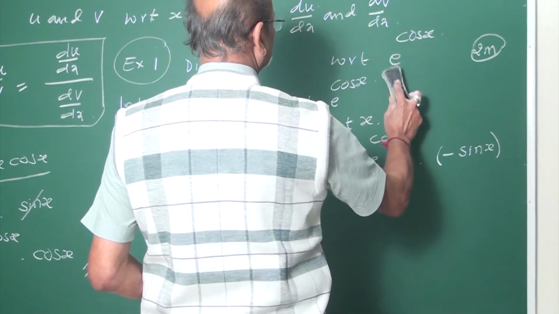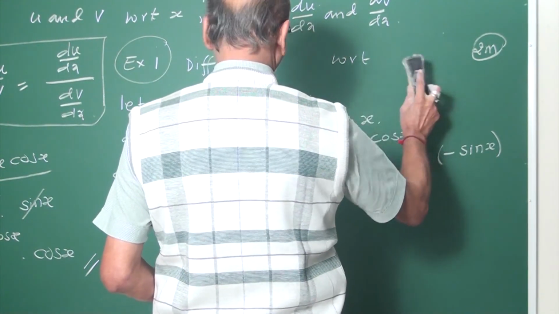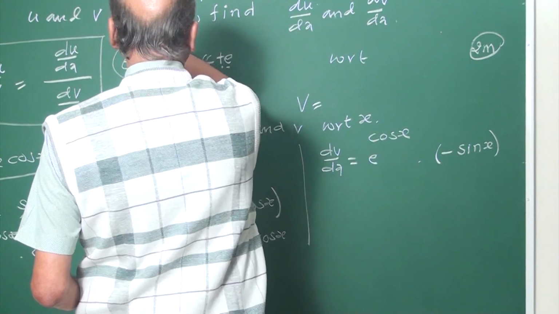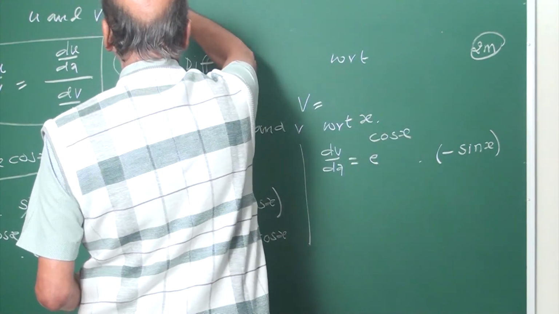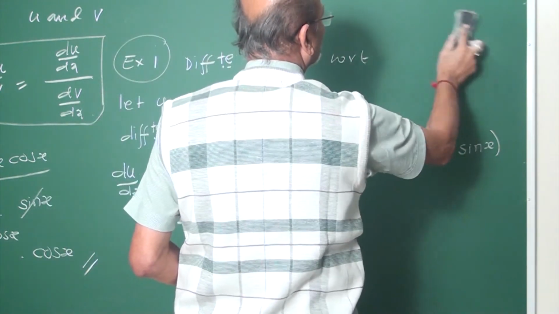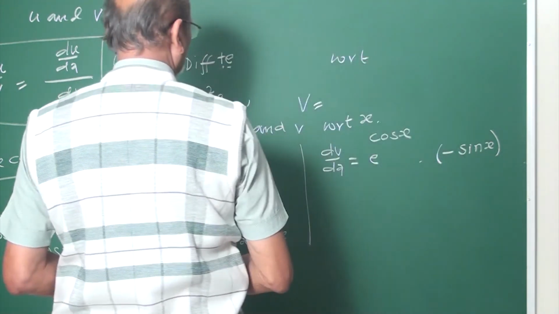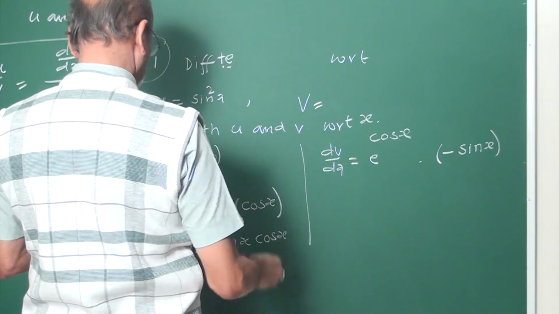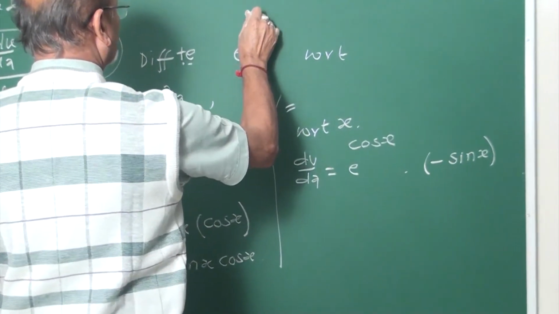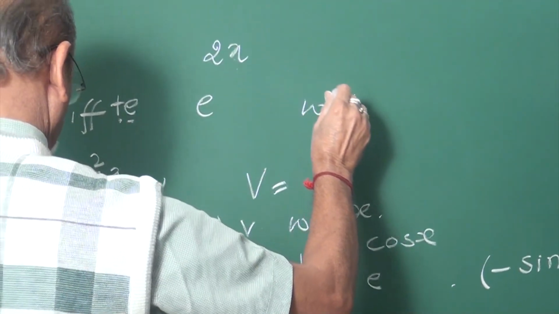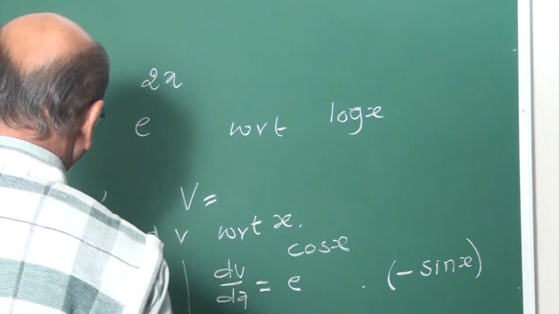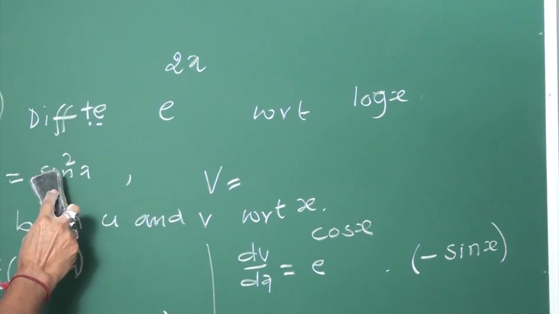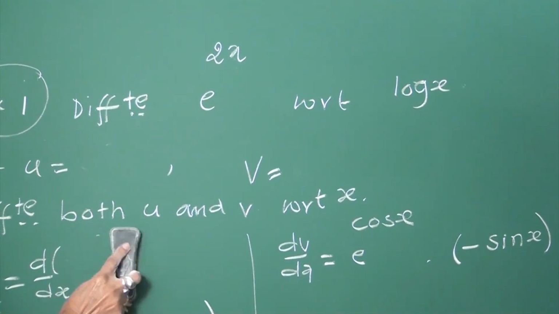Differentiate e to the power 2x with respect to log x. Very simple examples. It is a 2-mark question, right?